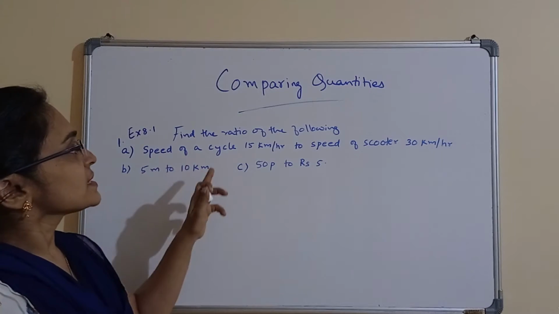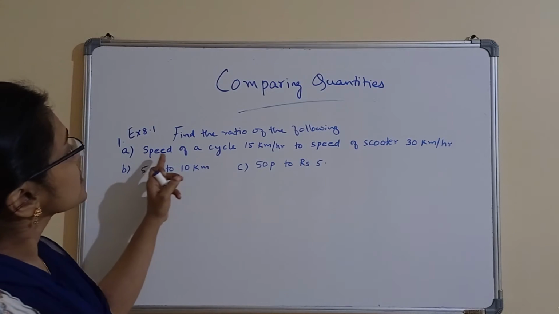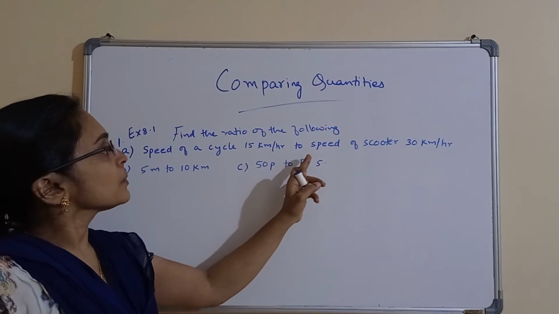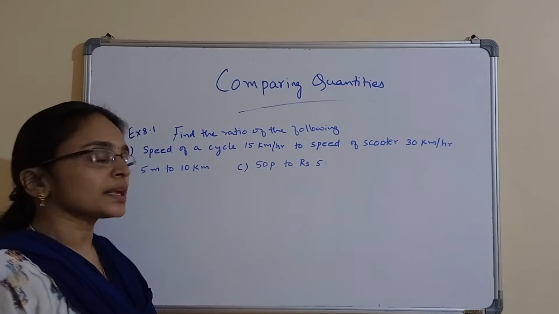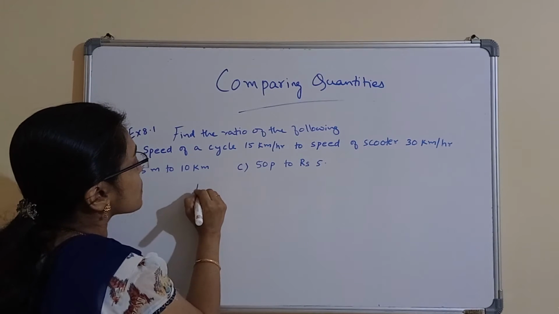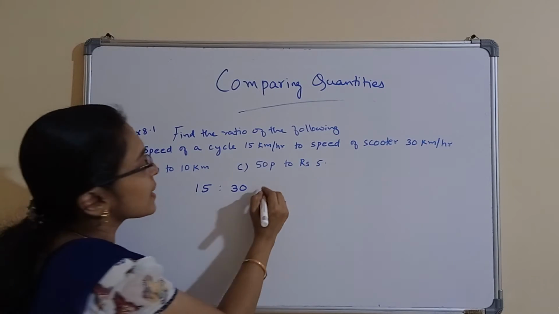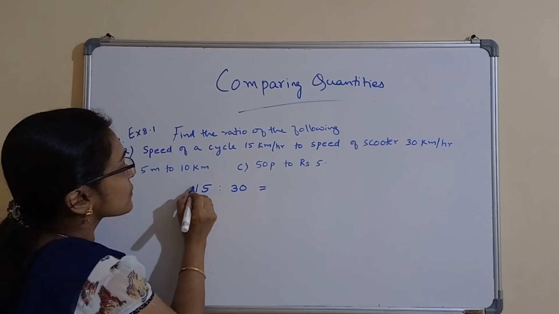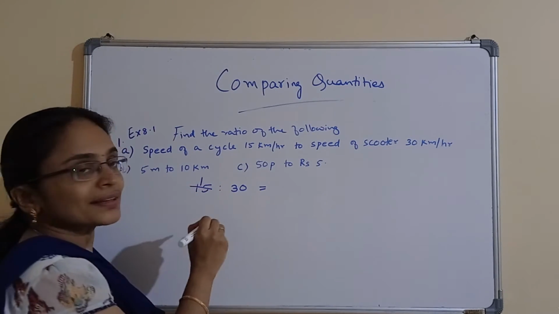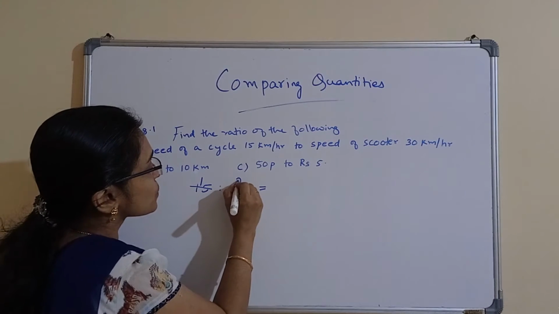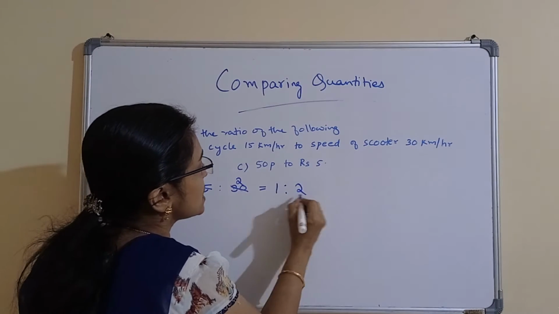Okay. First question is find the ratio of the following. Speed of a cycle 15 km per hour to speed of scooter 30 km per hour. So ratio is 15 is to 30, right? And that is equal to 15 will go in 15 one time, 15 will go in 30 two times. So 1 is to 2 is the ratio.